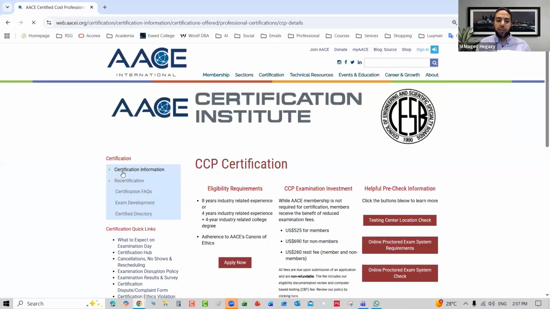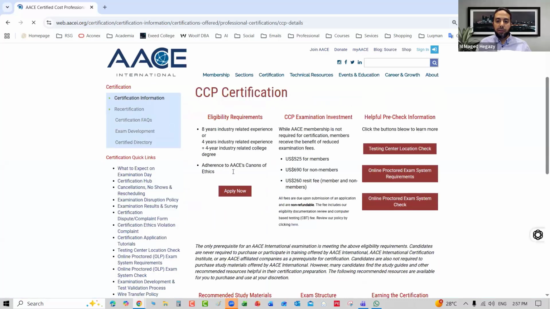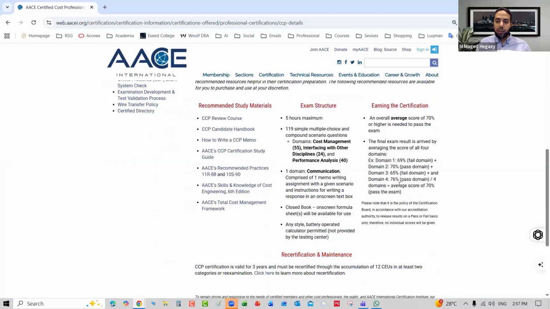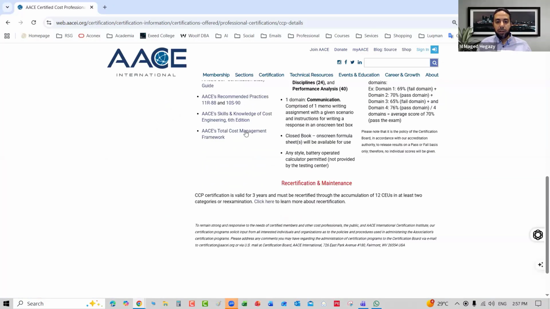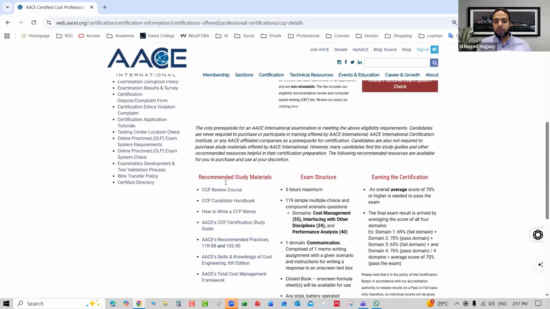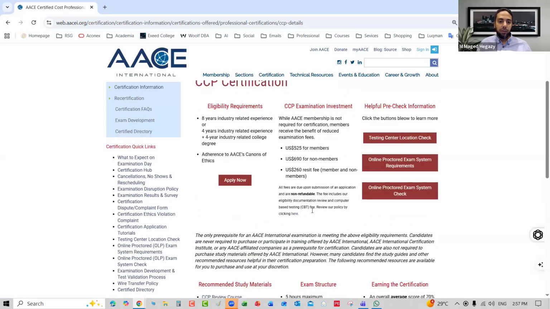If you go to the CCP, you will find here the eligibility requirements, as we discussed in the beginning, the fees, the exam structure, earning the certification, this 70%, and the study material. And we discussed the main ones, which are the memo writing, the skills and knowledge, and the study guide. They also add some recommended practices and the total cost management framework. But the main one is the skills and knowledge.